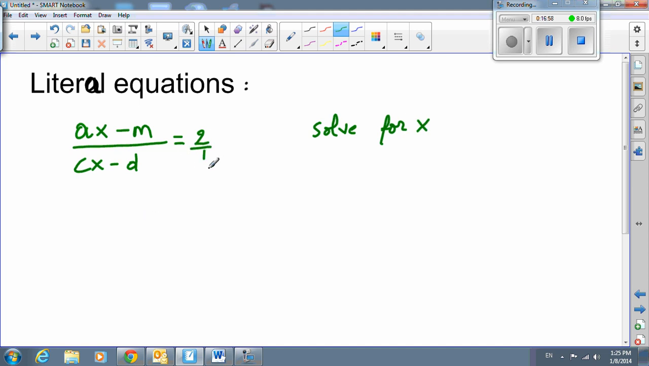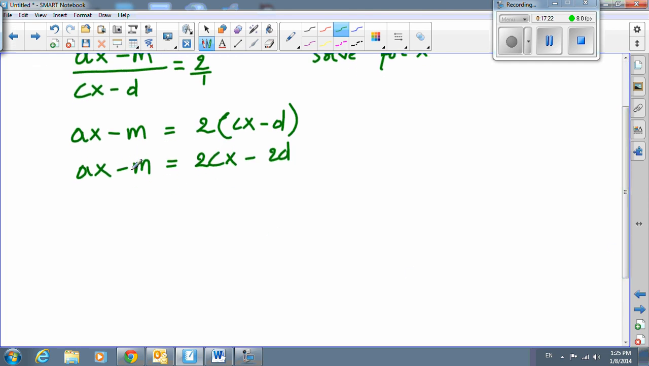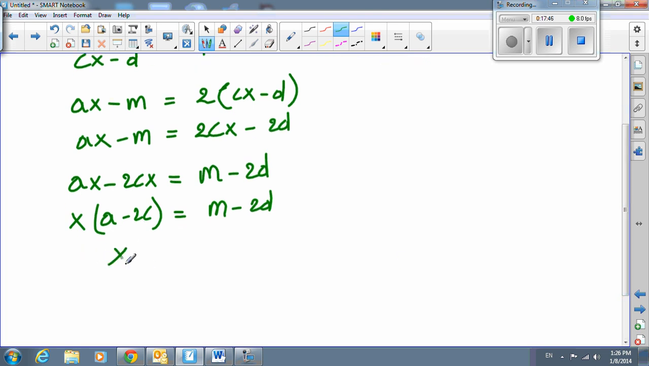In this case, I will first cross multiply, have it over 1. It means ax minus m is equal to 2 times cx minus d, which is the same thing as 2cx minus 2d. From here, since I'm solving for x, I want to isolate that x. So I will move this on over here and move the m on this side. So I have ax minus 2cx is equal to m minus 2d. From here, I can factor an x out to have x times a minus 2c is equal to m minus 2d. At this point, I will divide both sides by a minus 2c to get x is equal to m minus 2d over a minus 2c.